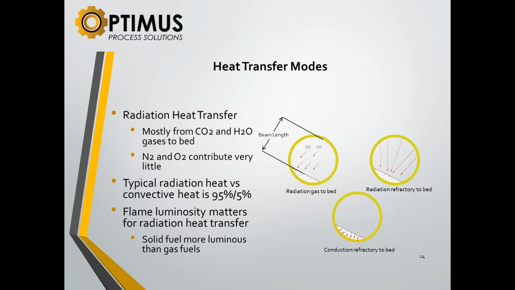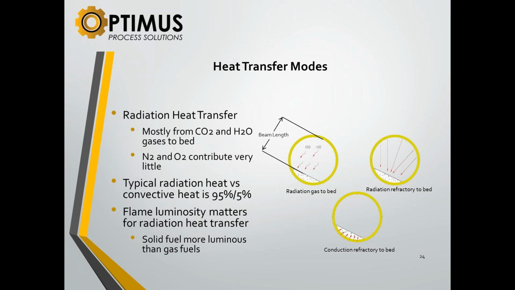It's not a dryer, right? So there's no reason to have high velocities because convective heat transfer ain't going to help you. So 95% of the heat in a kiln is radiation heat transfer, and we estimate 5% convective.